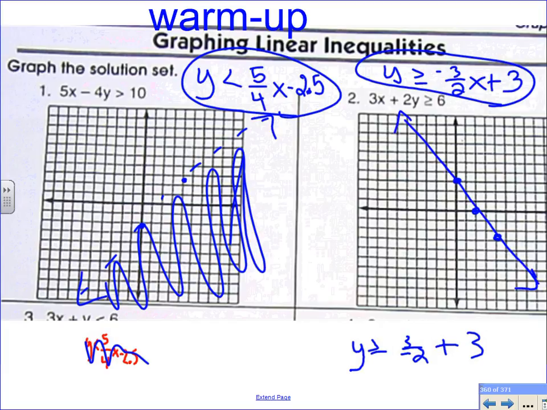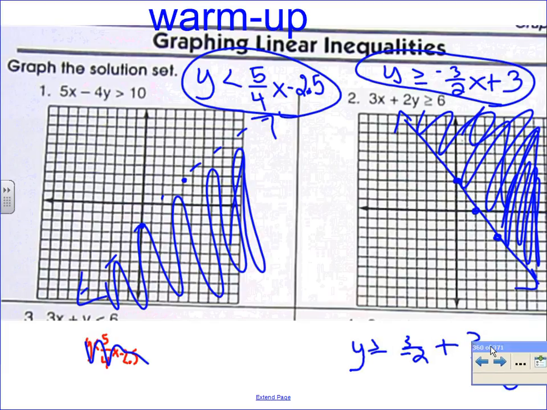Annalise, where do we color? Good. Top right, because it's greater than. Quiet. It's greater than or equal to. Okay, so top right. Emma H., give me one ordered pair that is a solution to this inequality. Good, pi pi. Mary, give me another ordered pair that's a solution to number 2. Good, 4, 2.5. So anything in the shaded region is a solution.